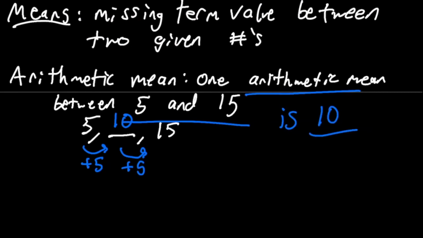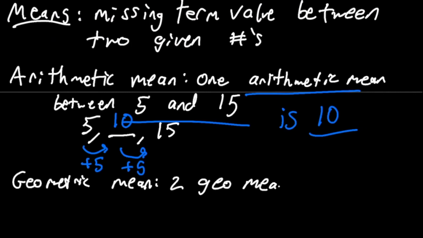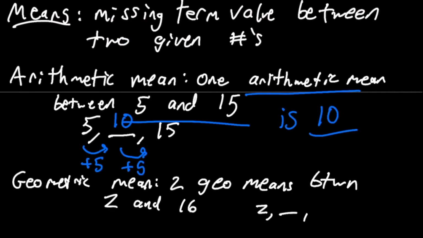Geometric means are exactly the same, where we can set up a sequence and we're finding those missing term values between two numbers. And we can find more than one mean also. For example, if we're being asked to find two geometric means between 2 and 16, here we can set up our sequence 2, comma, and then we have two missing numbers in between, and then 16.